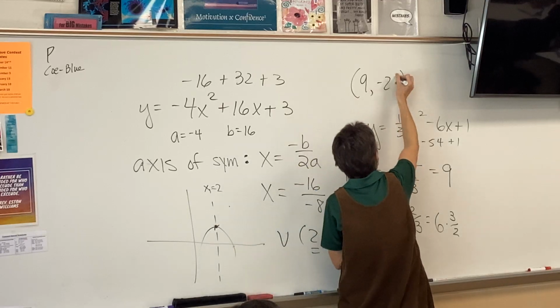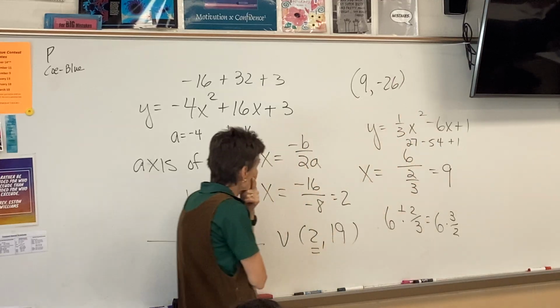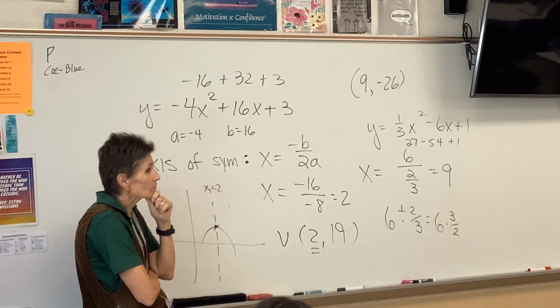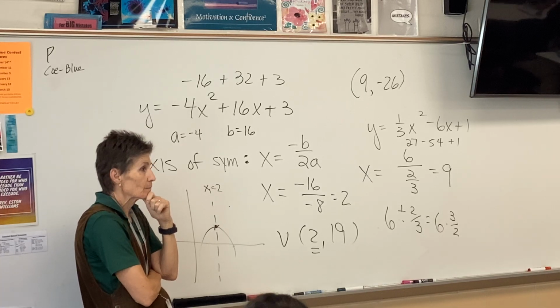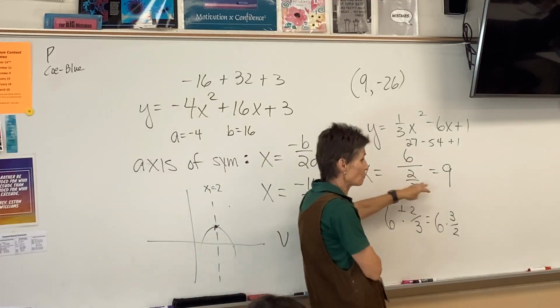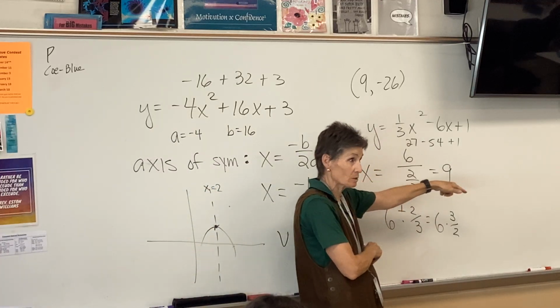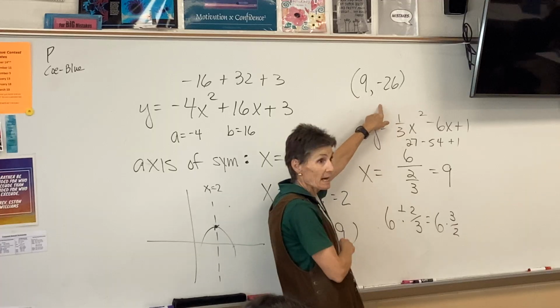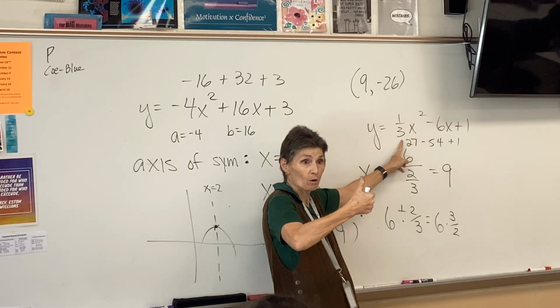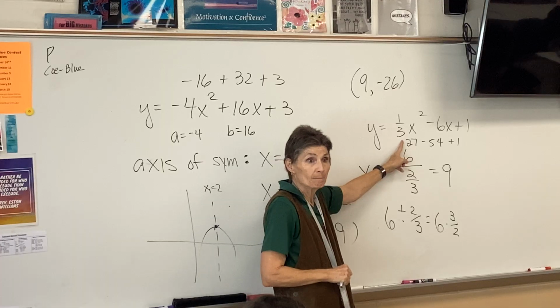I got negative 26, but I did the total wrong. That's your negative 26. That right? Yeah. So, axis of symmetry from the formula was x equals 9. Vertex was 9, negative 26, and the direction of opening is up.